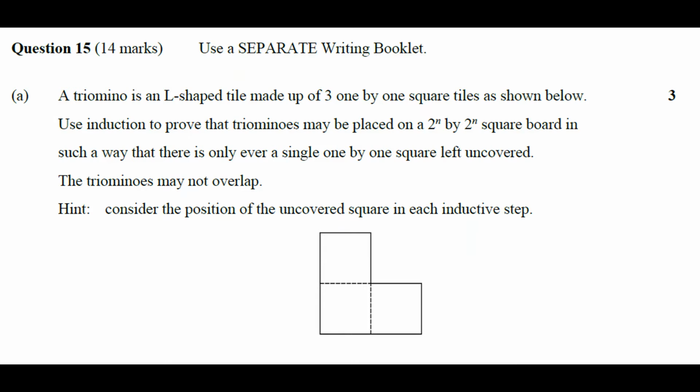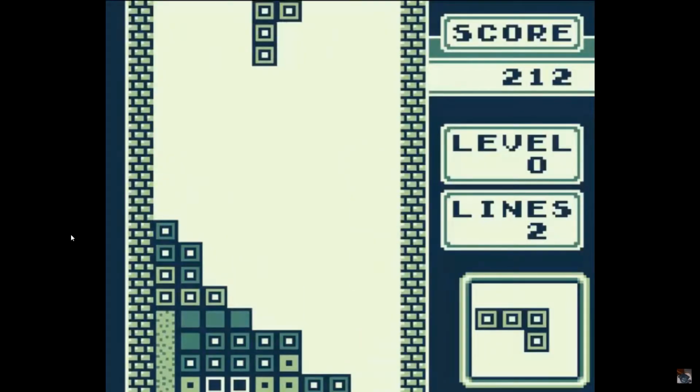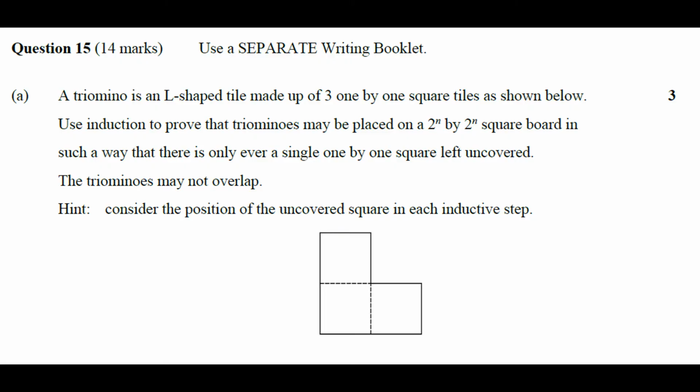You may even have heard of tetraminos, which involve 4 1x1 squares, if you've ever played the game Tetris. If you look closely, you'll notice all of the different shapes that you can deal with in Tetris involve 4 1x1 squares in different arrangements. So that's where the word Tetris comes from, tetramino.